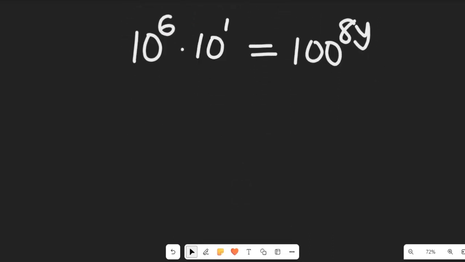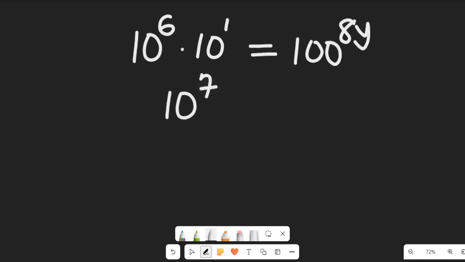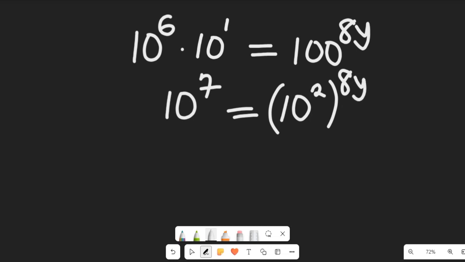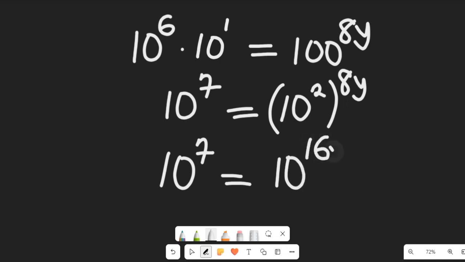So in the next stage, we are going to simplify. Using the law of indices, this is going to give us 10 to the power of 7 equal to 10 to the power of 2 multiplied by 8y, because 10 to the power of 2 is 100. So if we simplify that, we're going to have 10 to the power of 7 equal to 10 to the power of 2 times 8, which gives us 16y.